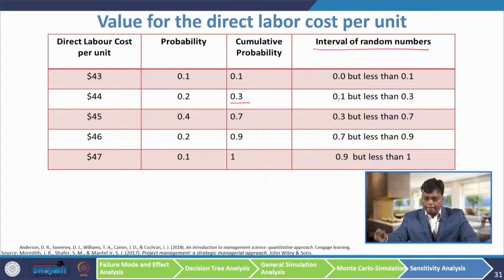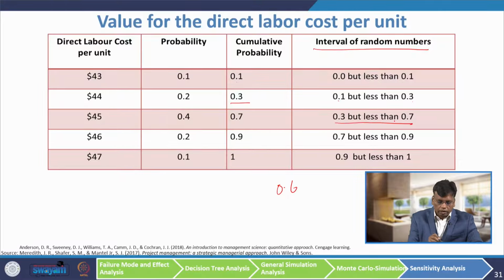If you are using a random number table, or if you can use your calculator also, how do we find the direct labor cost randomly per unit? So, you have to choose the random number. For example, you are using a calculator. Say the random number is 0.6. So, we have to see where this 0.6 comes. Here the 0.6 comes in this interval. So, the corresponding direct labor cost per unit is $45 has to be considered.